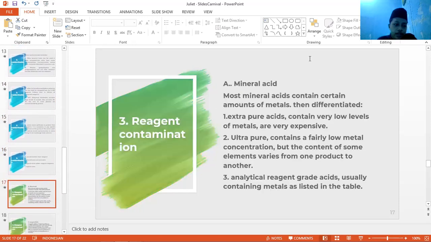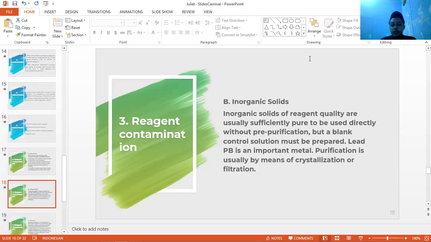The third title is reagent contamination. A. Mineral acid. Most mineral acids contain a certain amount of metal that varies. Extra pure acids contain very low levels, but are expensive too. Ultra pure acids contain very low metal concentrations, but the content of some elements varies from one product to another. Analytical grade acids are recommended, containing metals that are stable.